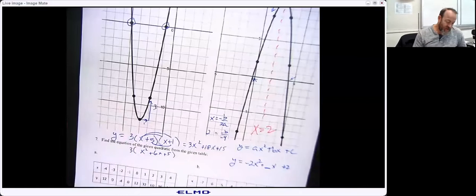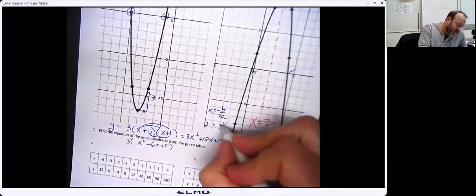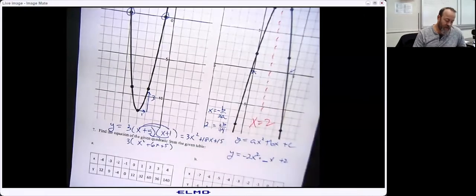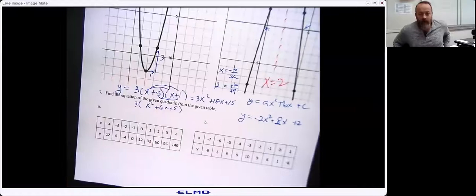There we have it. Remember, 2 times -2 is -4. I noticed that these two negatives cancel to make a positive. And so something divided by 4 is 2, and that something better be the number 8. And so now I have the equation of my parabola.